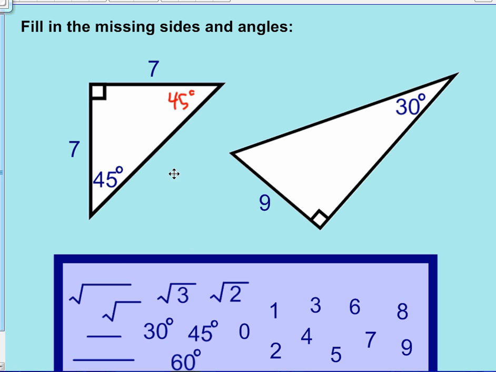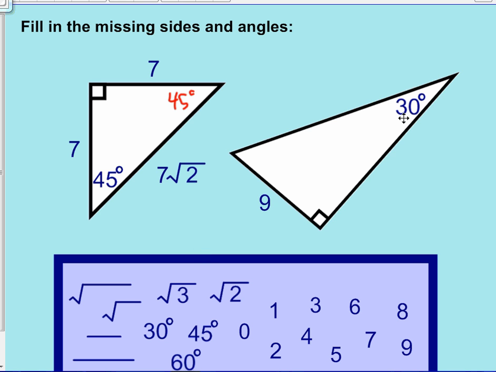Okay, now going back to my idea of what this across from the 90-degree angle is, I have to think about, well, it's x times the square root of 2. So in this case, x is 7 times the square root of 2. So it would be 7 times the square root of 2. Okay, so same idea over here.